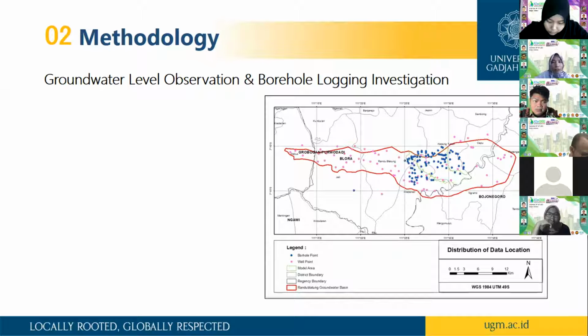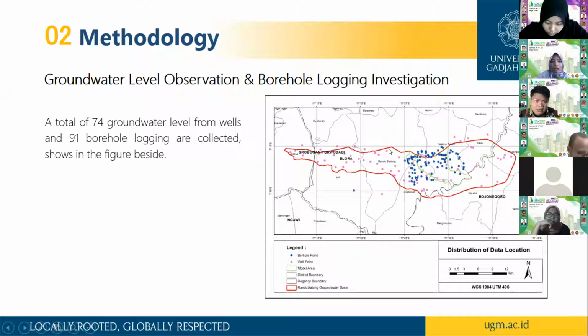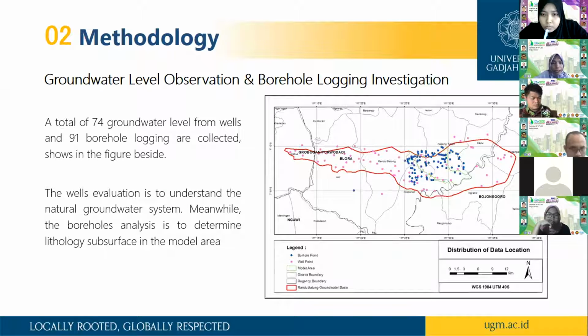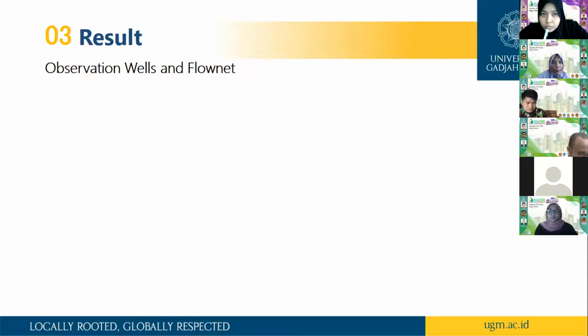Groundwater level observation and borehole. The blue one is the borehole point, and the pink one is the well point. A total of 74 groundwater levels from wells and 91 boreholes were collected. The well evaluation is to understand the natural groundwater system. Meanwhile, the borehole analysis is to determine the subsurface lithology in the model area.